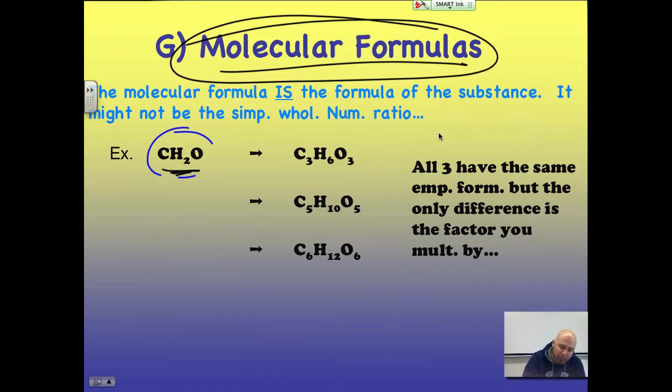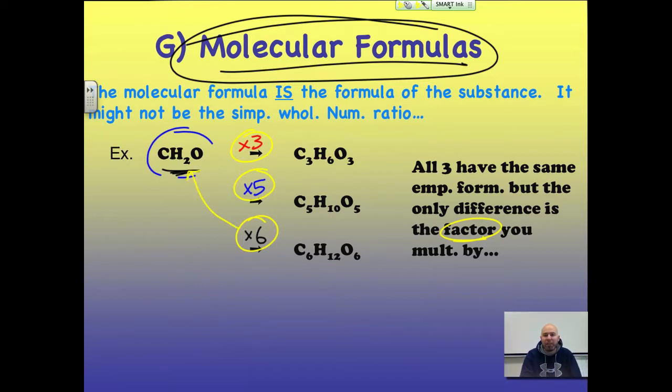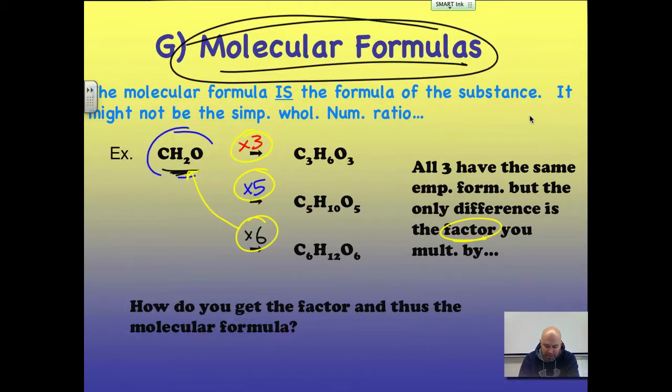So notice here we multiplied the empirical formula by 3. Here we multiplied it by 5. Here we multiplied it by 6. And what I'm saying multiplied by, I'm just basically saying whatever the factor that we determined, we just took that and multiplied it by the subscripts of the empirical formula, and we got our molecular formula, okay? So that's the key for that.